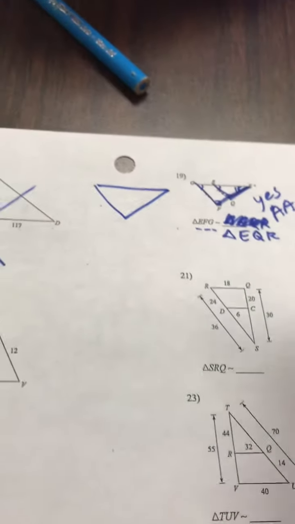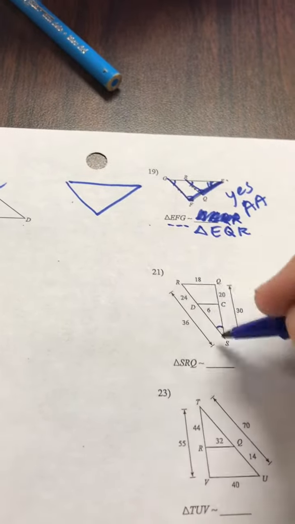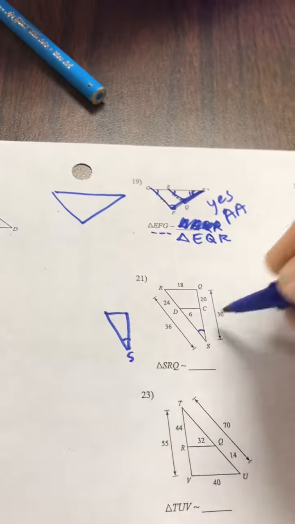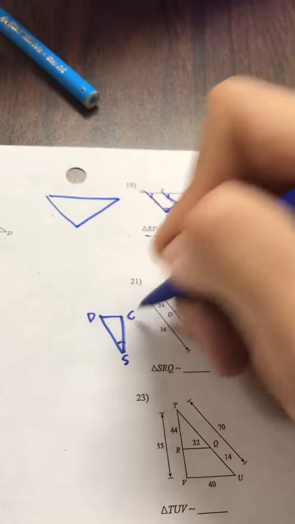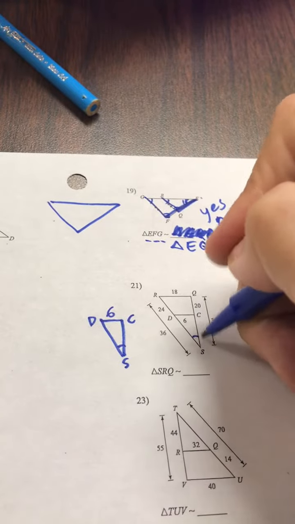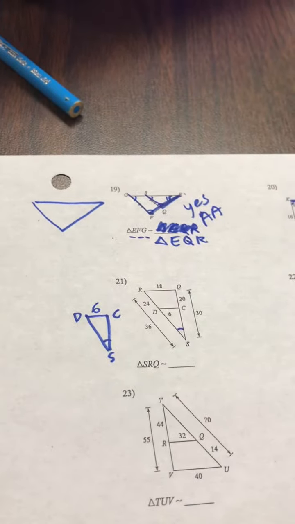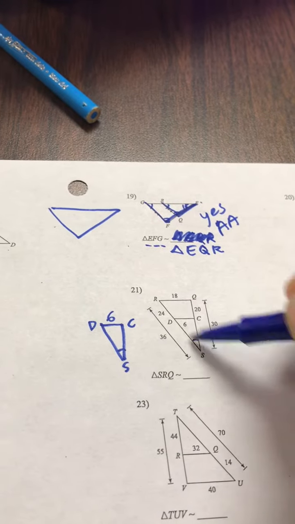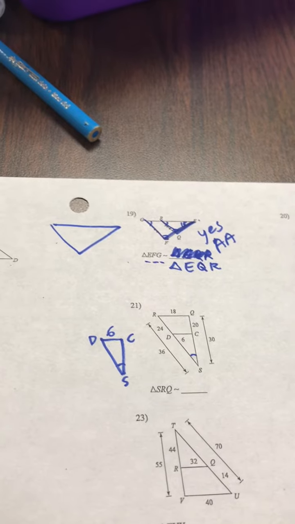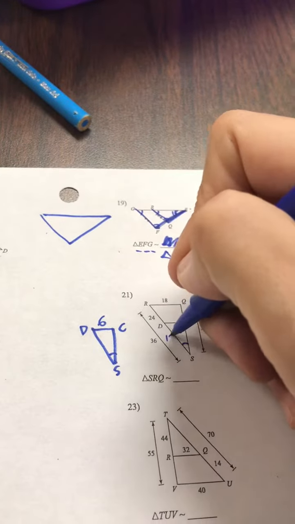Okay. So now it looks like the mom and the baby are on top of each other. The baby has angle S, D, and C. Looks like this is 6, and maybe that's all we know. But if the whole thing's 36 and that's 24, we can subtract to figure out what that length is. So this would have to be 12.